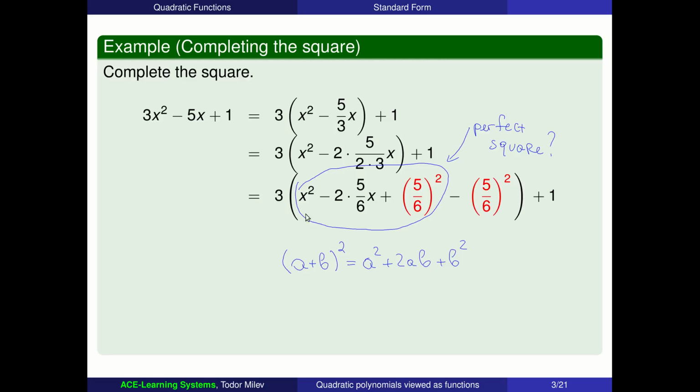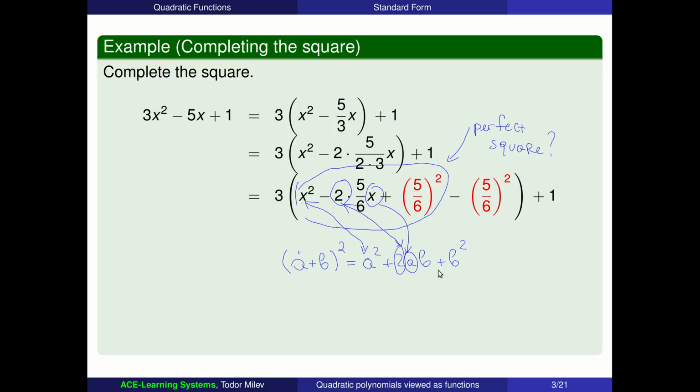So now, if instead of the letter a we had the letter x, then x squared would correspond to a squared. Well, the 2 would correspond to the 2 here. Remember, I told you that we need to manufacture 2 in front of the linear term. That's always so that we can make this trick work with the quadratic. And the letter x here would correspond to a.